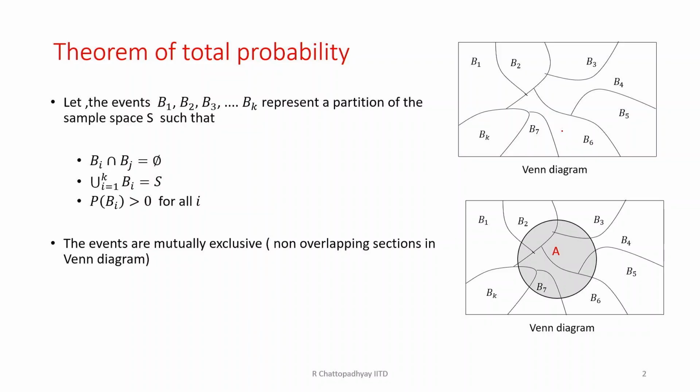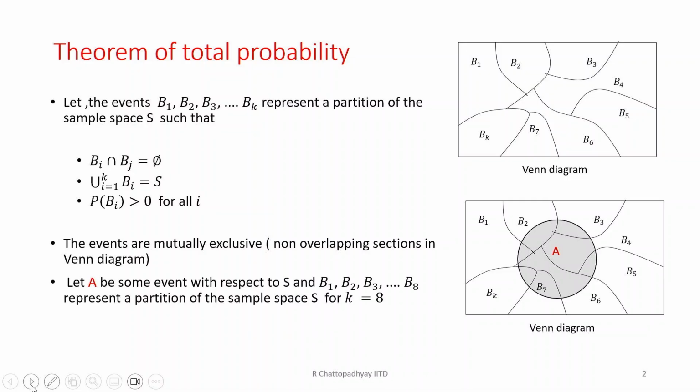And now let us say A is another event with respect to the sample space which consists of B1, B2, B3, B4, B5 up to Bk. The k in this case may be 8, so we can write k as 8. If there are 8 different events and A is common to all of them, so A is intersecting with all these individual events B1, B2, B3 up to Bk.